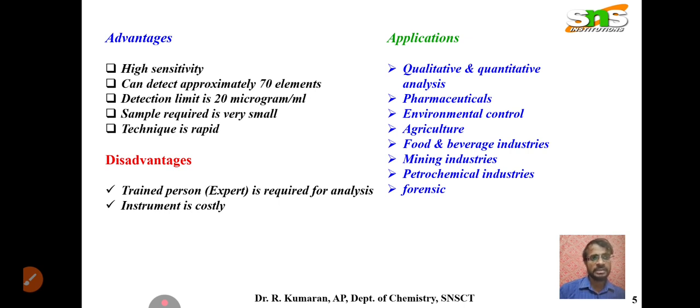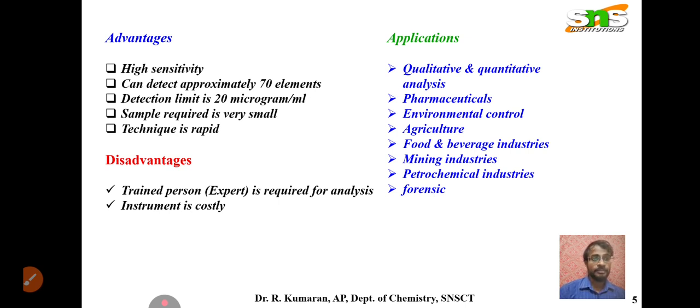And applications: why are we using this? Qualitative and quantitative rapid analysis is very important. That's why AAS is very important among researchers. Pharmaceutical companies are also using this AAS for these reasons: its exactness, sensitivity, and the rapid and exact results it shows. For this reason, even environmental control samples can be analyzed through this, and agriculture samples, food and beverage industries, even mining industries are using it.